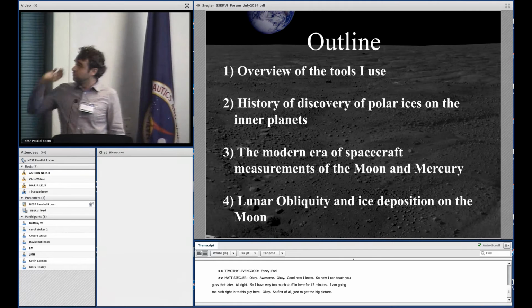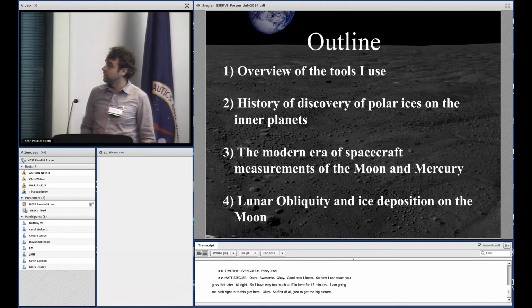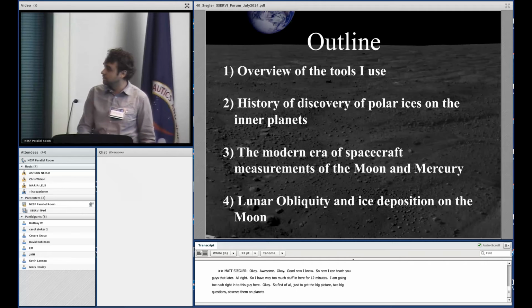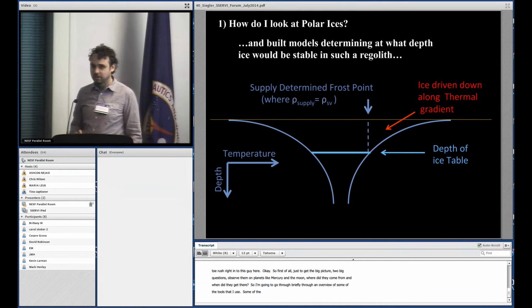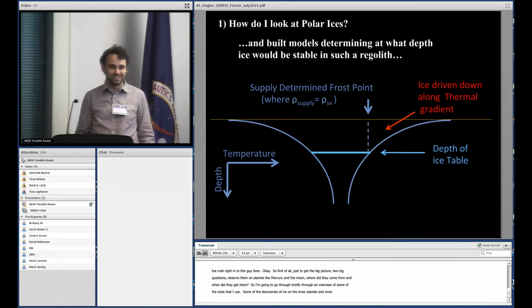Okay, so I'm going to go briefly through an overview of some of the tools I use, some of the discoveries of ice on the inner planets and the inner solar system, and then I'll talk about the Moon and Mercury. And then the main thing I want to talk about is a new paper I'm working on, Lunar Obliquity. I got reviews back yesterday, so if any reviewers are in the audience, I didn't look at them purposely because I don't want to know before I give the talk what the reviewers said.